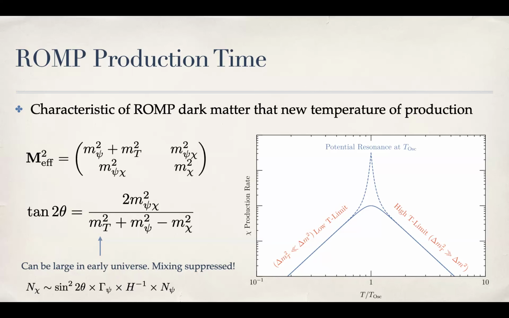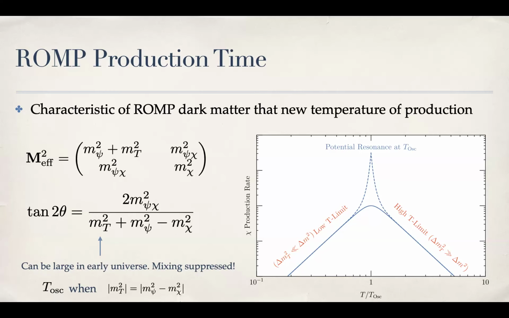So there's an interesting point in temperature, which we call T_OS, when your thermal mass squared is equal to the mass difference between psi squared and chi squared. At temperatures above this T_OS, when m_thermal squared is much greater than m_psi squared minus m_chi squared, you are IR dominated. And when m_thermal squared is much less than this, i.e. temperatures below T_OS, you're UV dominated, which means that you're dominated at T_OS, okay? So that's the new temperature of production, which quantifies the general framework for these mixing ROMP-like systems.